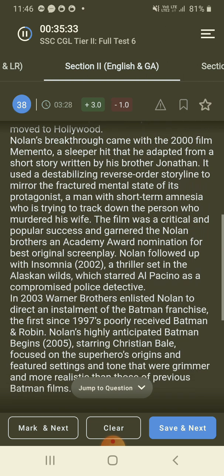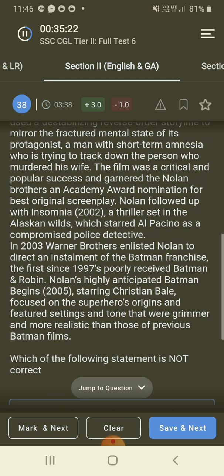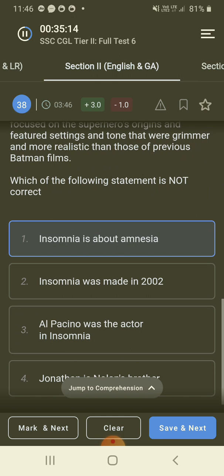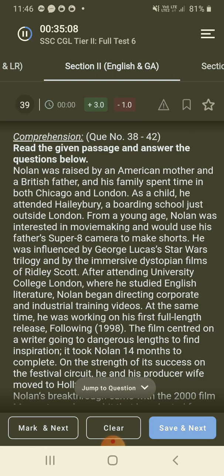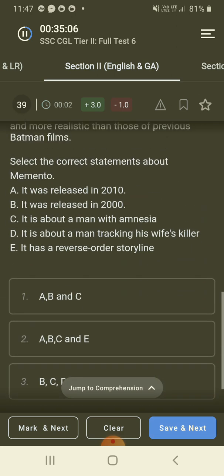Insomnia, a thriller set in Alaska. The film was a critical and popular success and garnered the Nolan brothers an Academy Award nomination. Insomnia is about amnesia. About Memento.